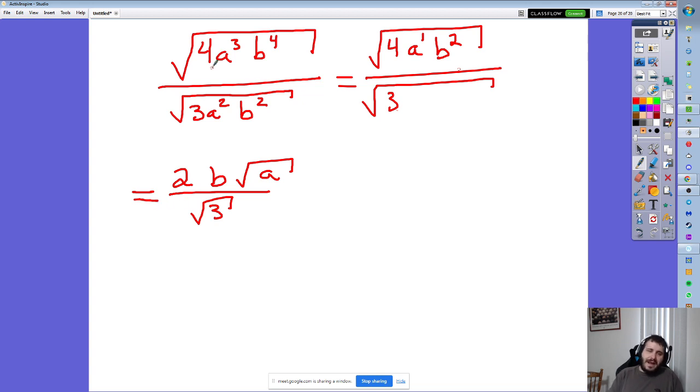So now look at what happened. All the stuff on top and all the stuff on bottom got simplified as far as it could be. The only step we have left is to rationalize the denominator. Now this is a square root. Remember, we need 2 of a kind. We only have 1 3. So let's put 1 3 down here. Let's put 1 3 up here.